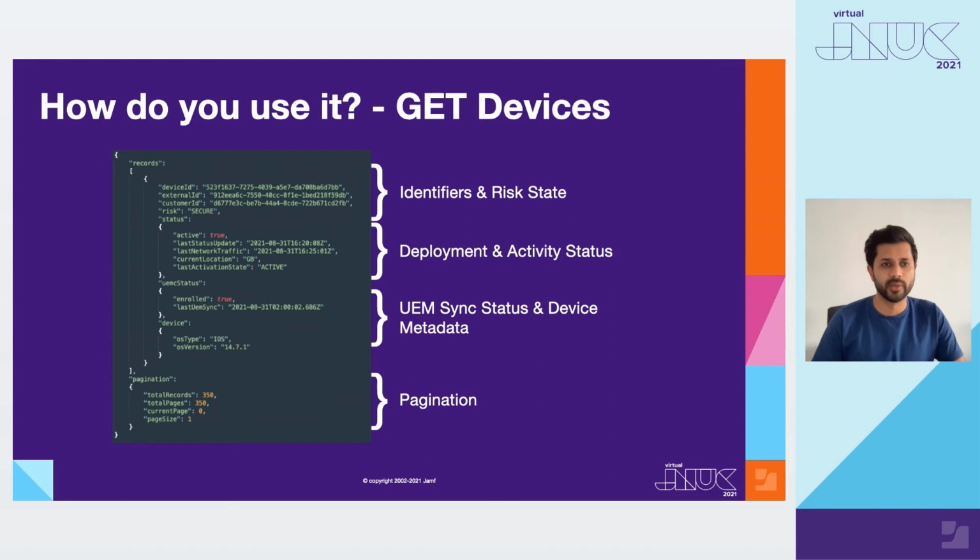Each device record will show the device identifiers and the risk state, deployment and activity status, as well as the sync status with a UEM, like Jamf Pro, if this is a managed device. Finally, in the response, you can also see pagination information if the returned dataset is large and needs to be split up. You can navigate through the pages by using the endpoint parameters, page and page size, in order to retrieve all of your data.